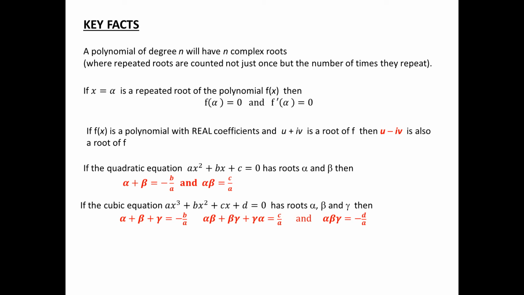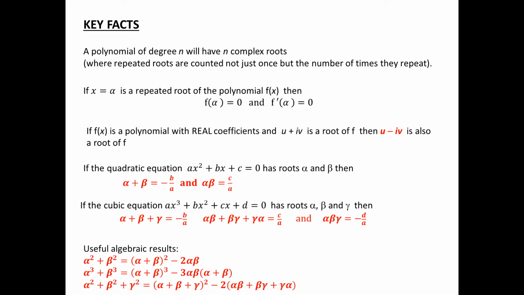When dealing with root questions, these results are often useful. Alpha squared plus beta squared is the same thing as alpha plus beta all squared minus 2 alpha beta. Alpha cubed plus beta cubed is the same thing as alpha plus beta all cubed minus 3 alpha beta times alpha plus beta. And alpha squared plus beta squared plus gamma squared is the same thing as alpha plus beta plus gamma all squared, take away 2 lots of alpha beta plus beta gamma plus gamma alpha. And we'll see those three useful algebraic results being used in some of the examination examples.